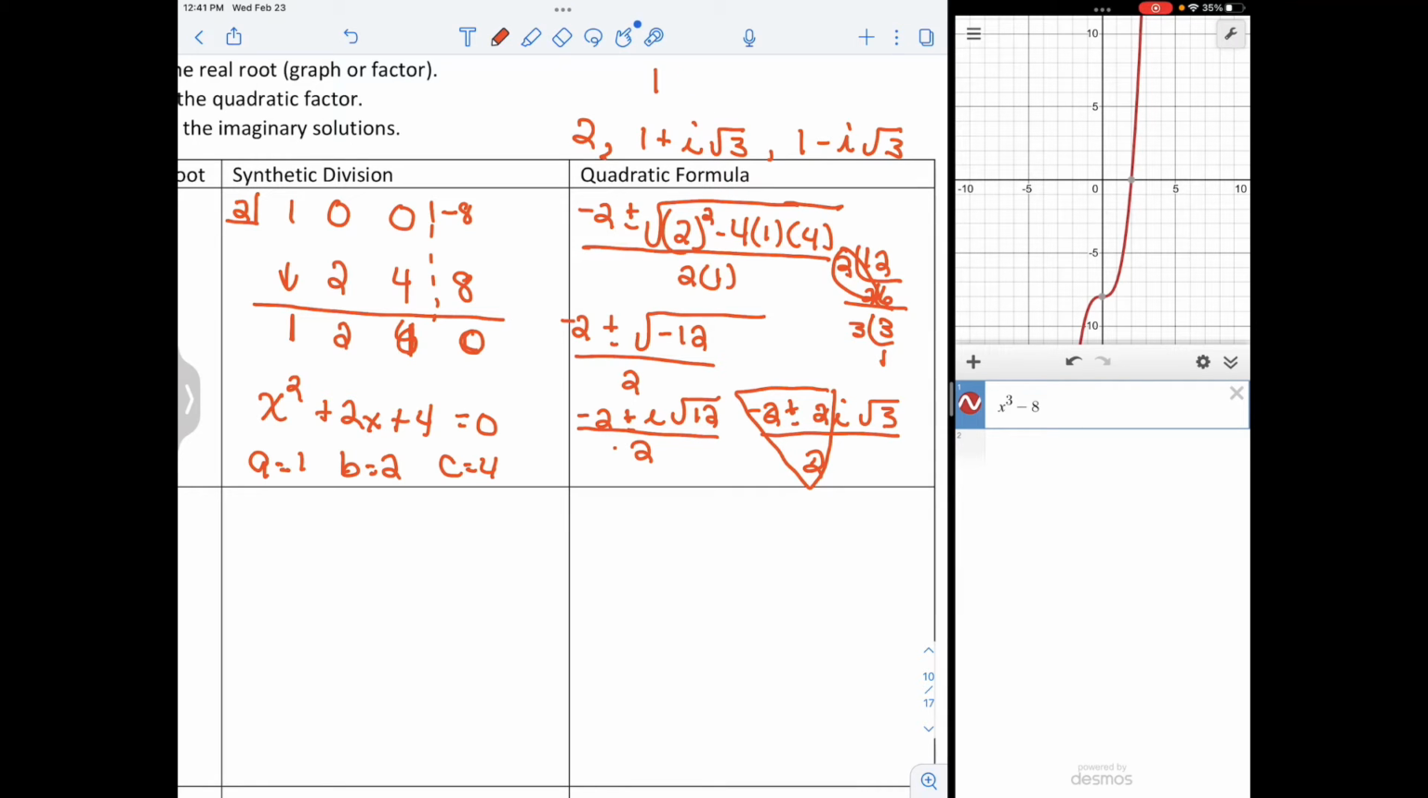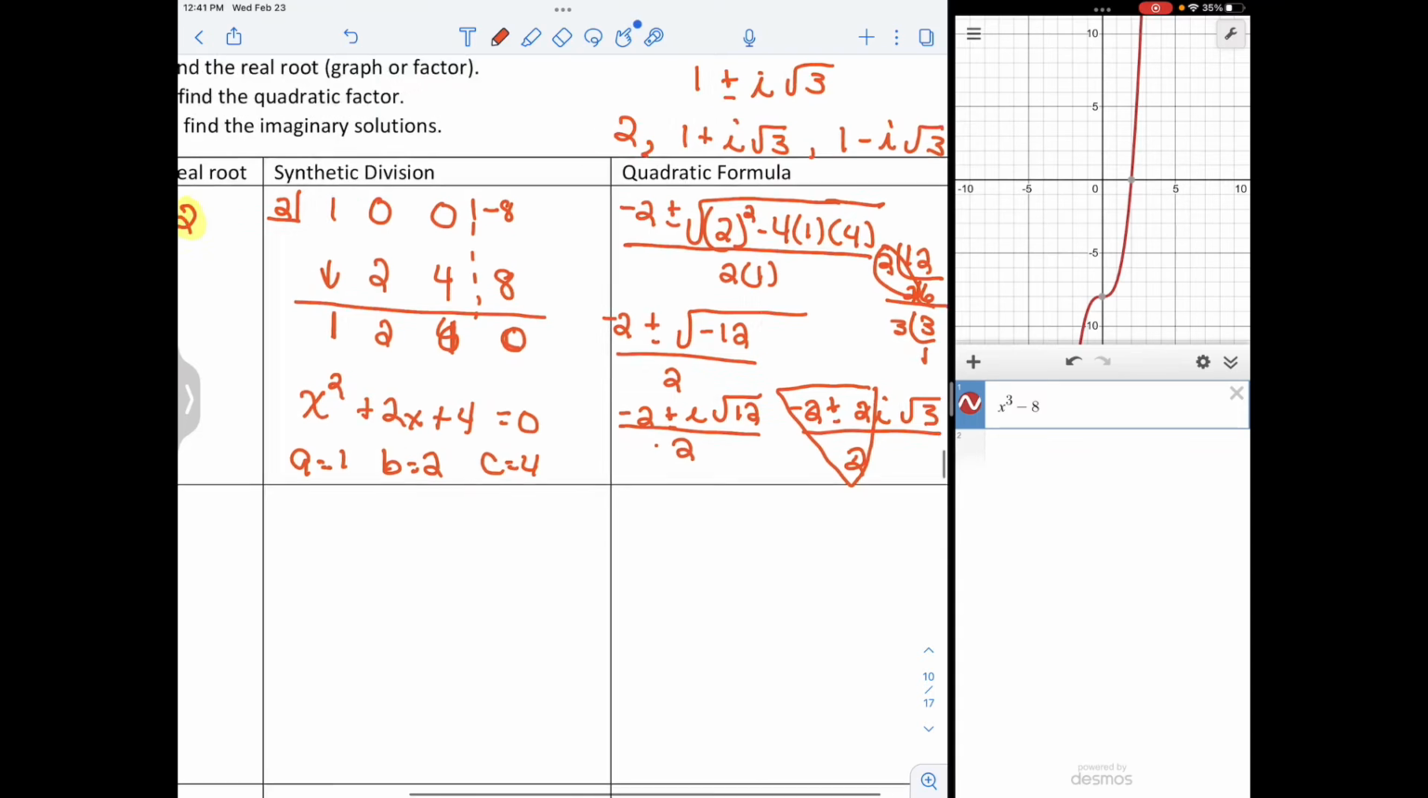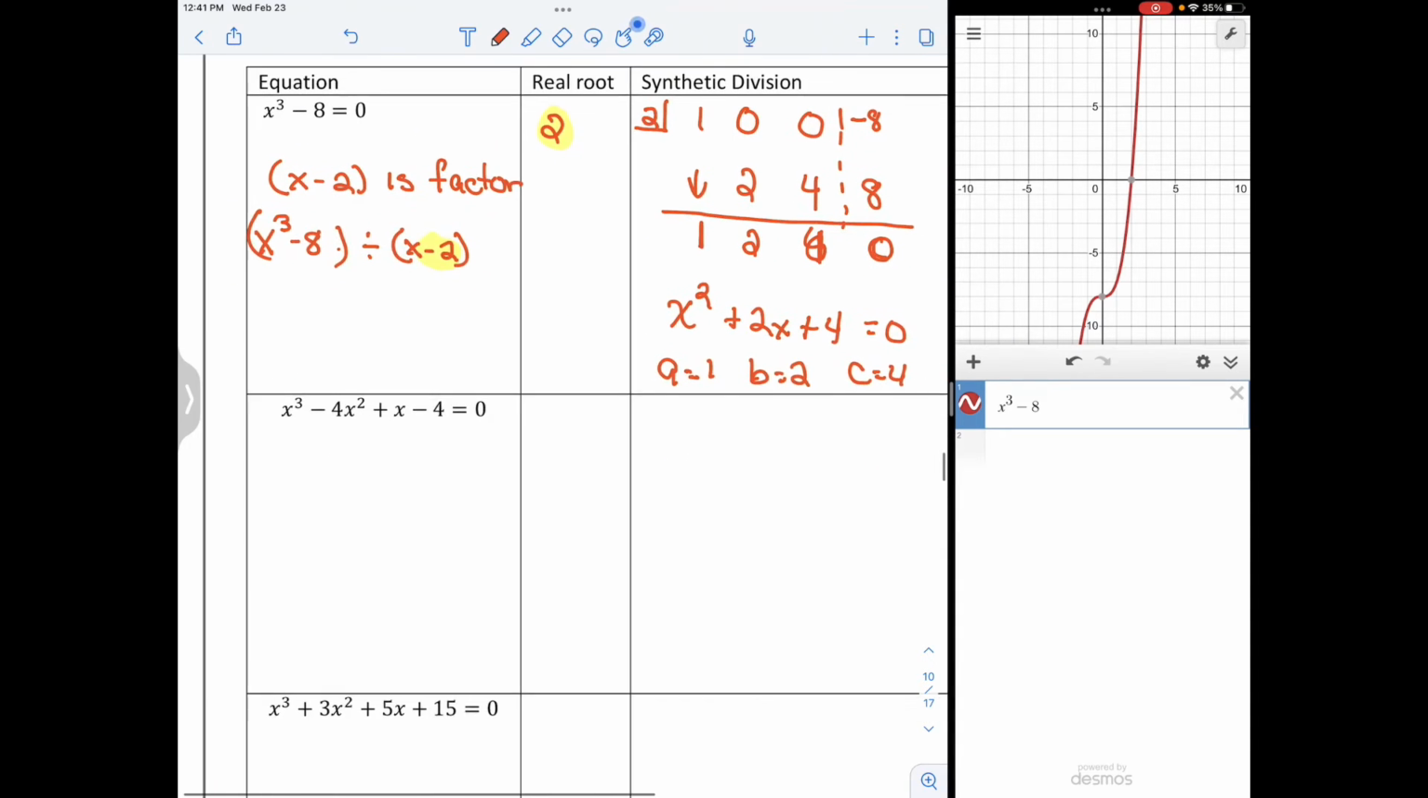One plus or minus i radical 3. That's actually 2 solutions. So I have a total of 3: 1, and then that's 2, so that's 3. Okay? Let's do another one.